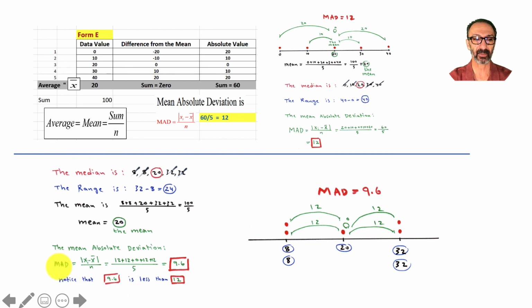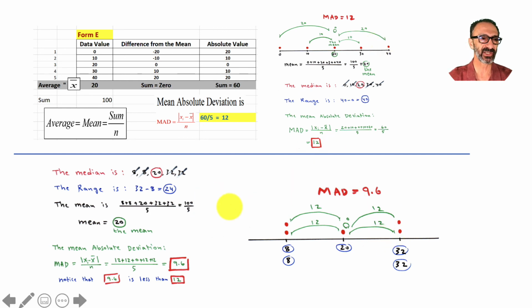The mean absolute deviation is 9.6, which is smaller. Notice that 9.6 is less than 12. Because here, you could see the picture, it's farther on our number line. If you are graphing this by hand, and you want to use a ruler to graph the line, this line, if you do that on the same paper, is longer than this line. So these data are farther away, more spread on average compared to these numbers.